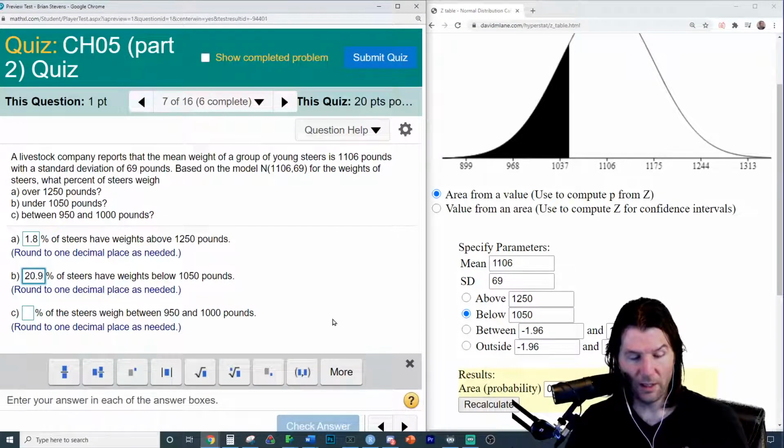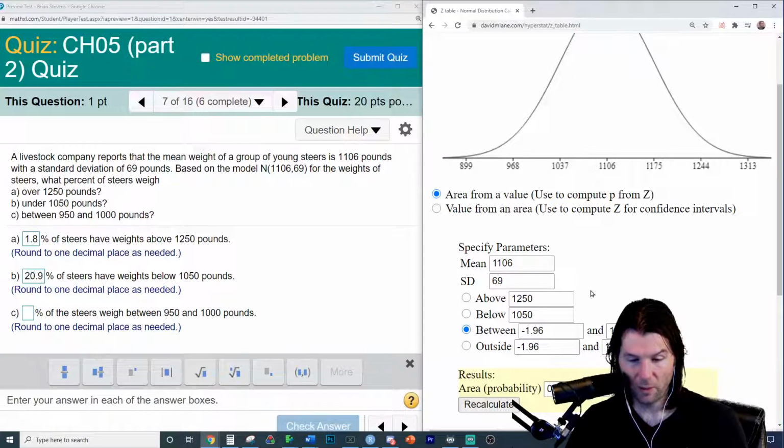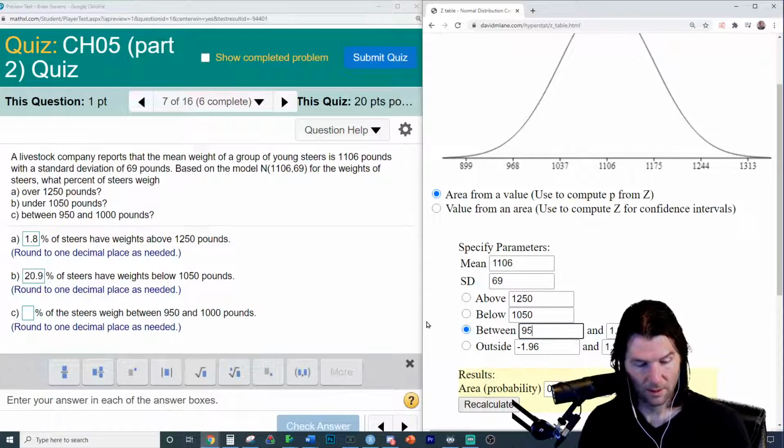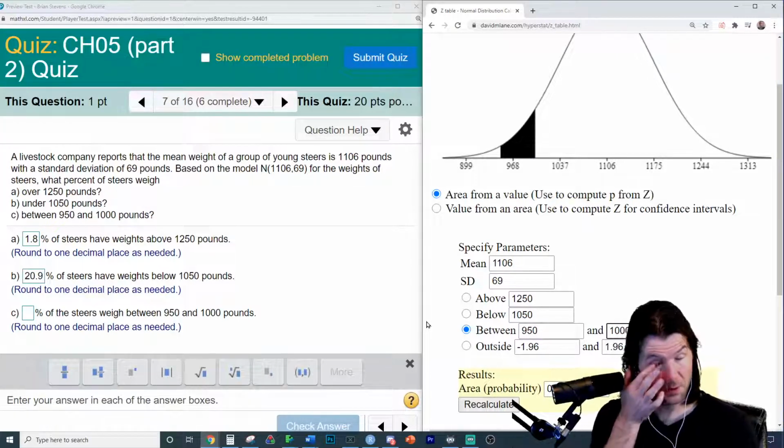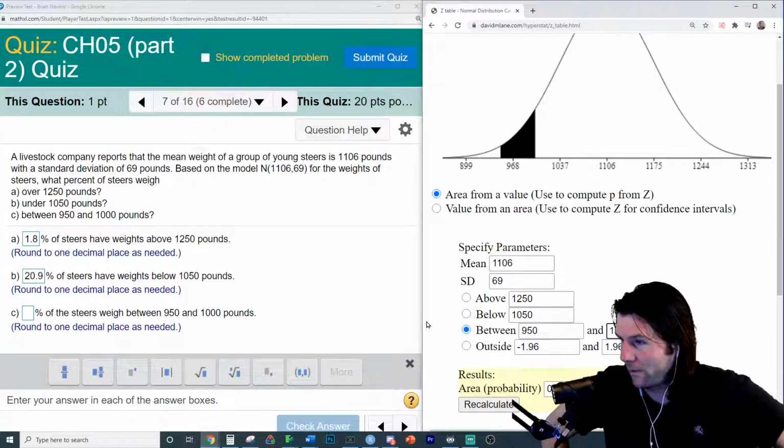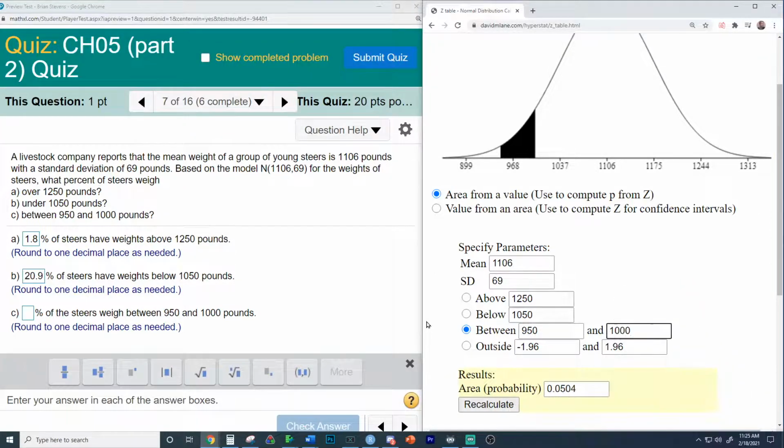Percent of steers between 950 and, so we've got to go between 950 and that. Ooh. So that's 0.15, 2.35, 13.5, 12% or so. 5%. Wow, my brain is just not. Wow, that's why we have the applets. Oh, you can't see the answers behind me. Sorry. Here were the answers.